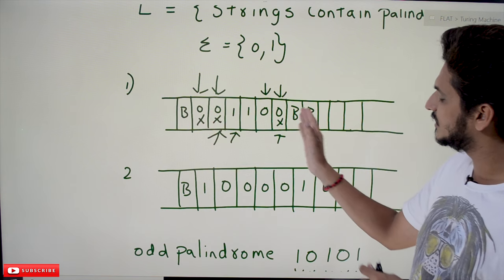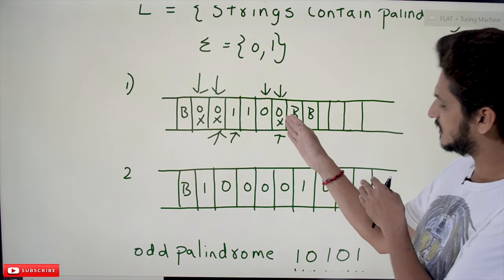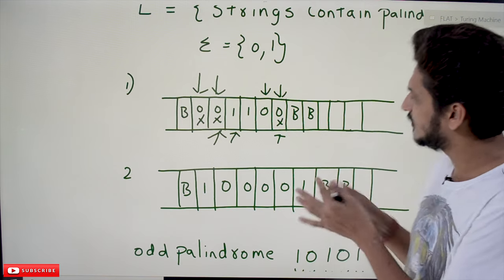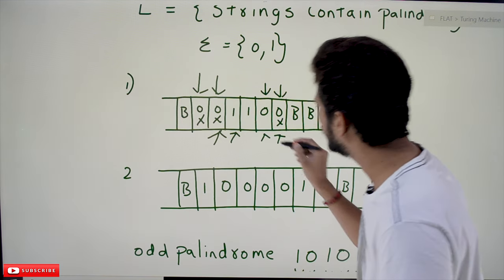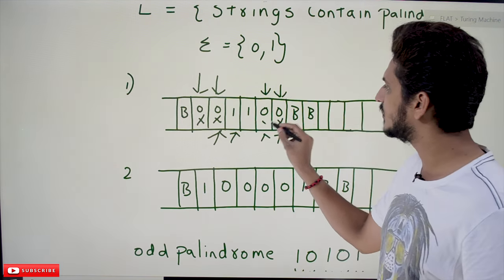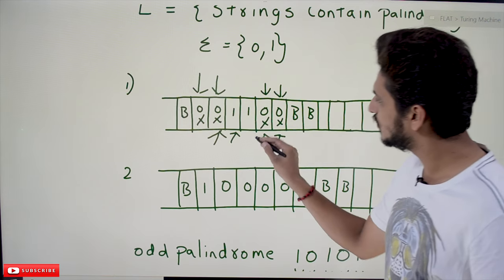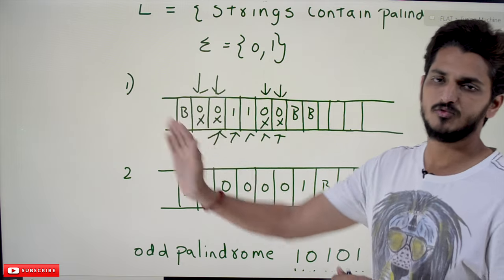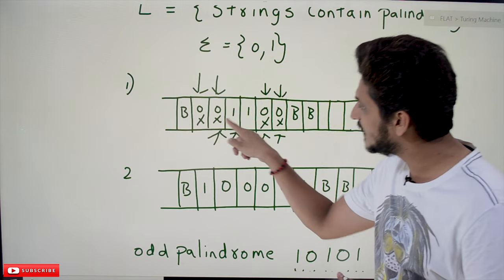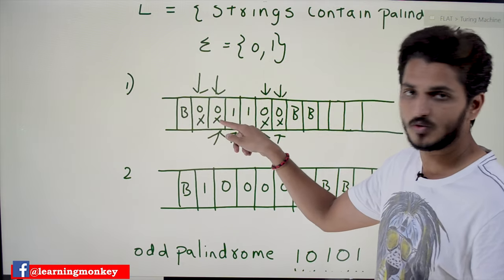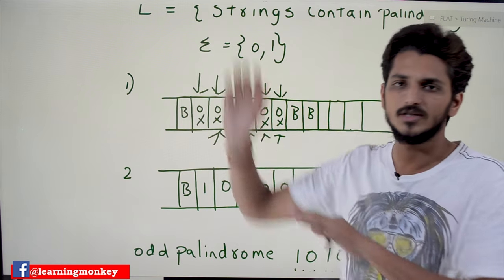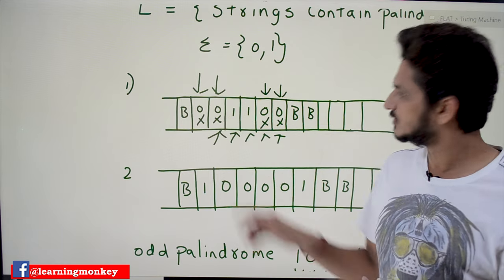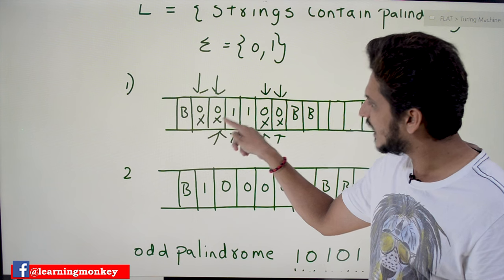We move till the last bit, and then go to the left side. If it is 0, convert it into x and move left. So we have to move back. Again, we have to move back until you find x or y, because these two symbols are over. No need to move beyond this. So we have to move until x and move right side.